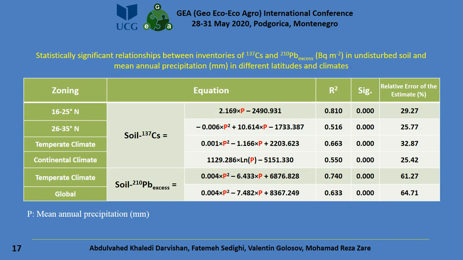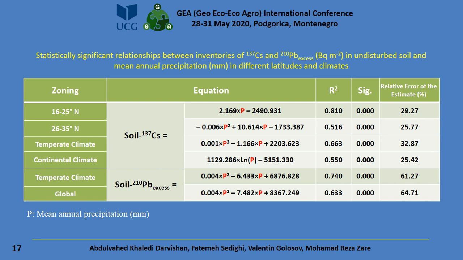Here you can see some final equations for cesium-137 inventories and for lead-210 inventories. We found some statistically acceptable equations only for undisturbed soil and mean annual precipitation in different latitudes and climates. For cesium-137, the inventory in reference site can be estimated for only two latitudinal zones, as I said before: the lower, 16 to 25, a linear equation, you can see in the first row. And for the middle latitudes, 26 to 35, and of course in the northern hemisphere, a non-linear equation you can see here in the second row.